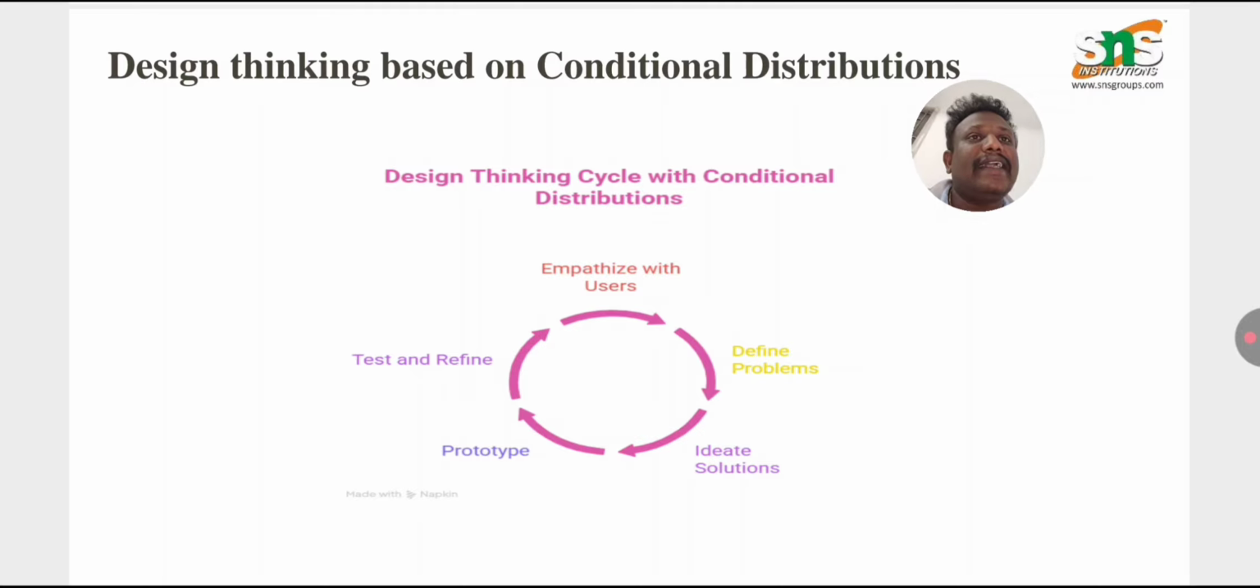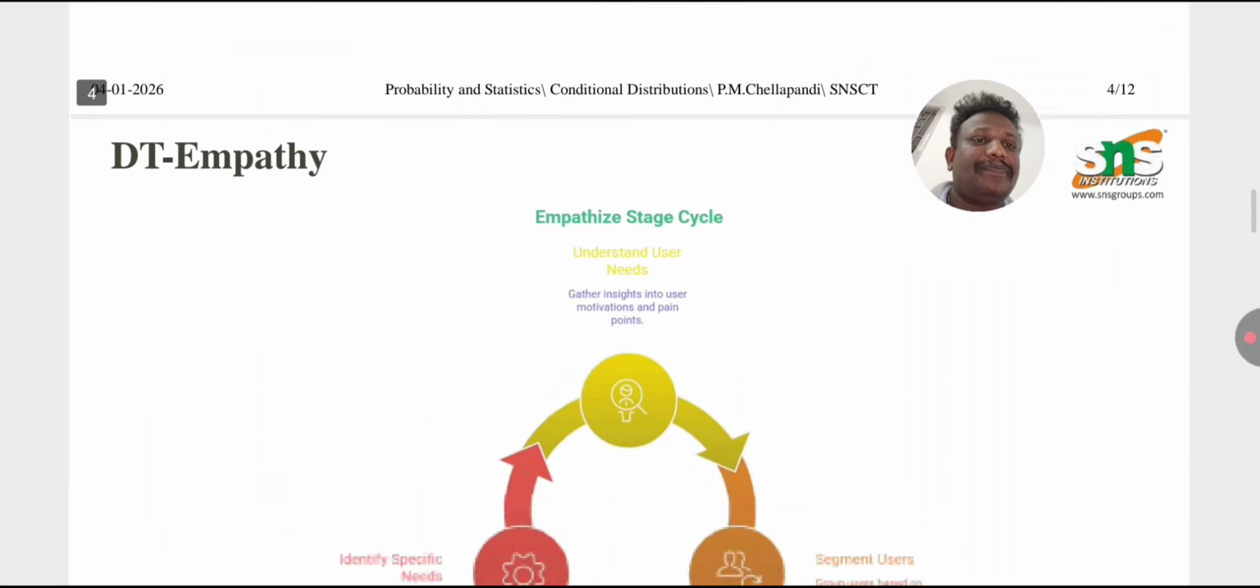Next, ideate means solution. So what is the solution? Use conditional probability formulas and build conditional distributions. What is the prototype? We create a conditional PMF or conditional PDF. That is our prototype. Then test or validate: apply it to real world data.